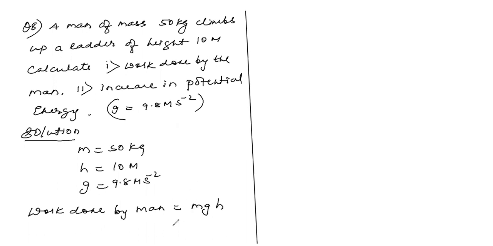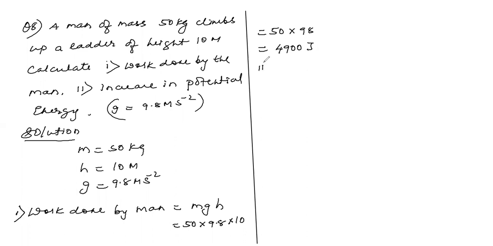Okay? Now, what are the values? 50 into 9.8 into 10. So how much does it become? It becomes 50 into 98, so multiplying by 100 and dividing by 2, it becomes 4,900 joules. The work done by the man is equal to mgh, the increase in his potential energy. This is the first part.